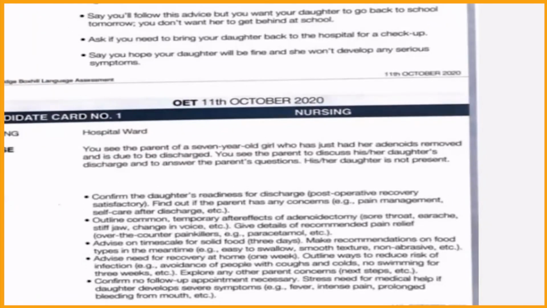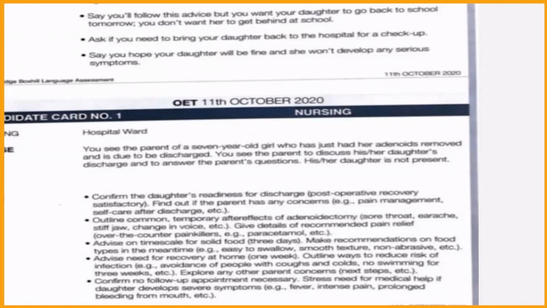Please read the task. Advice needed for recovery at home, 1 week. Outline ways to reduce risk of infection. Example, avoidance of people with coughs and colds, no swimming for 3 weeks, etc. Explore any other parent concerns, next steps, etc. Okay, thank you. So actually, you as a nurse, do you agree that she can go to school tomorrow? No. Why? Because you know that it is written here that she requires 1 week of rest, isn't it?